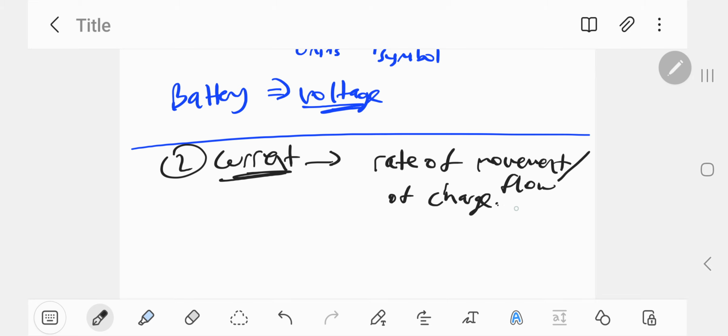In a wire, let's say. Charge can be plus or minus. It could be positively charged particles, negatively charged particles as well, like electrons. Not necessarily electrons only.